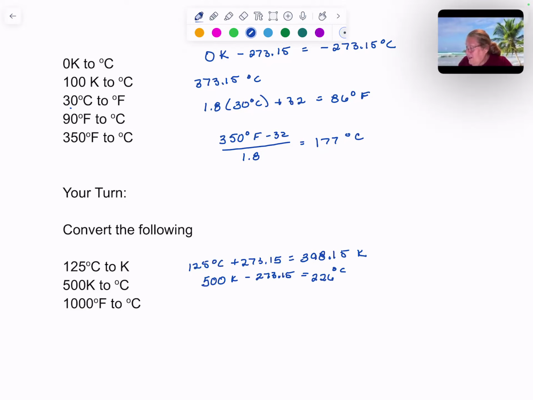1,000 Fahrenheit to Celsius. Ooh, really hot. Okay, so remember, we're going to take our Fahrenheit, so 1,000 Fahrenheit minus 32, pretty insignificant, divide by 1.8. So it sounds like we're working a kiln here. And that's going to come out to be 538, rounding it, degrees Celsius.